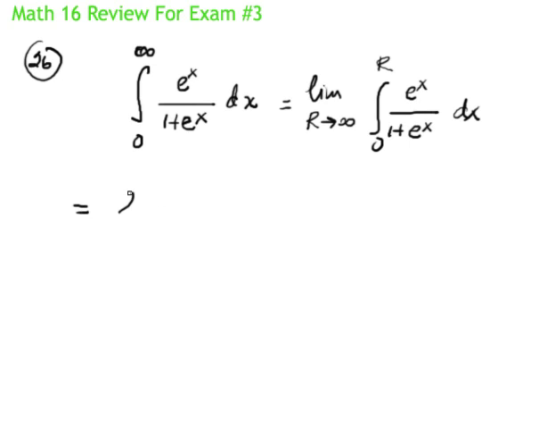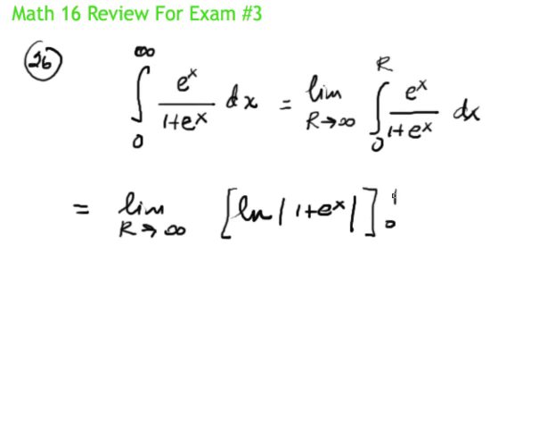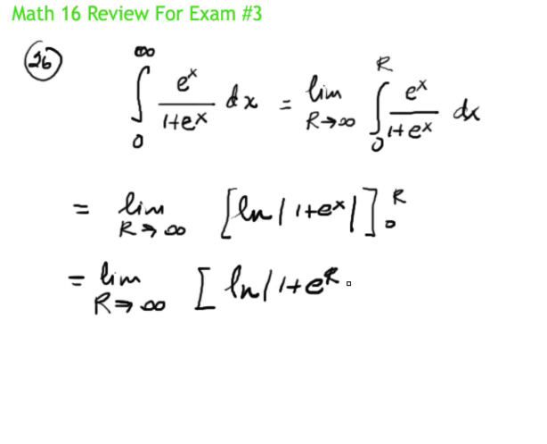Okay, so we have the log of 1 plus e to the x. And substitute in. And we have the log of 1 plus e to the r, minus the log of 1 plus e to the 0. That's 2. 1 plus 1.